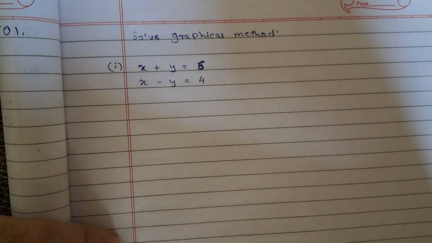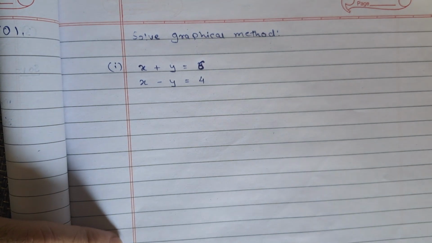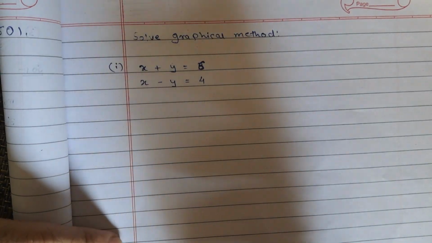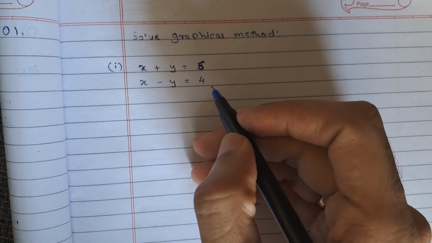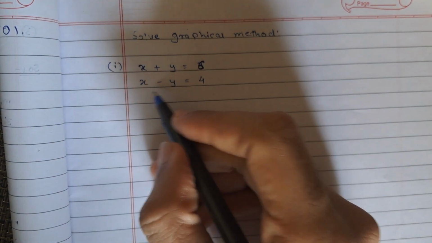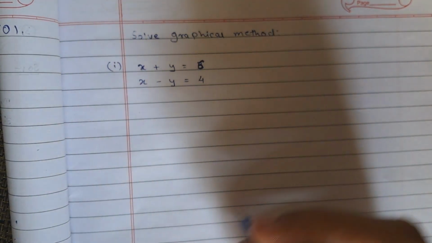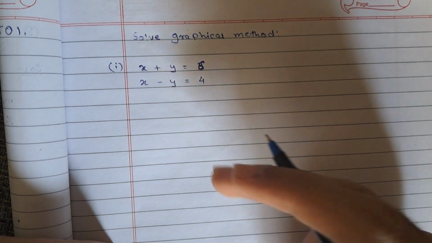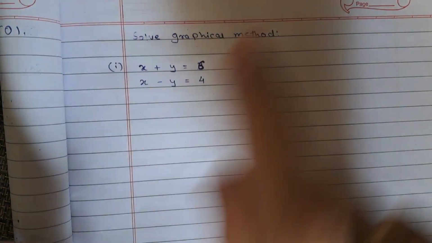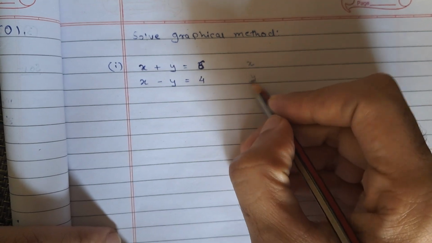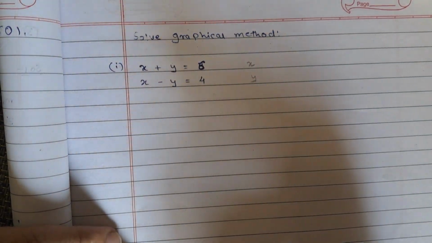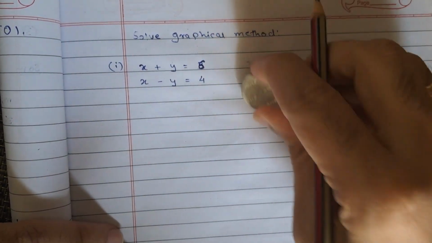So let's learn how to solve simultaneous equations using the graphical method. I have taken two equations here, x plus y equal to 6 and x minus y equal to 4. Now I need to solve these equations using the graphical method. That means ultimately the aim is the same: I need to find the value of x and y using the graphical method. Okay, so let's see how to do that now.